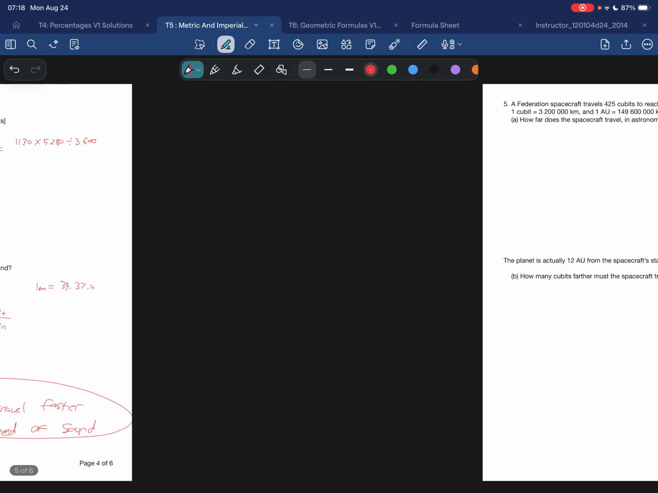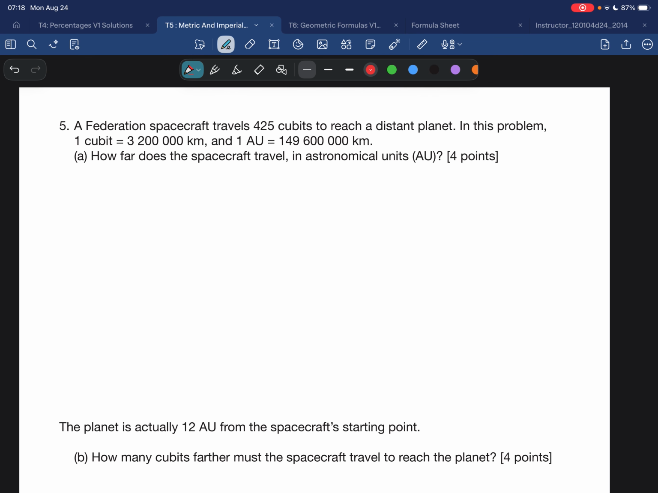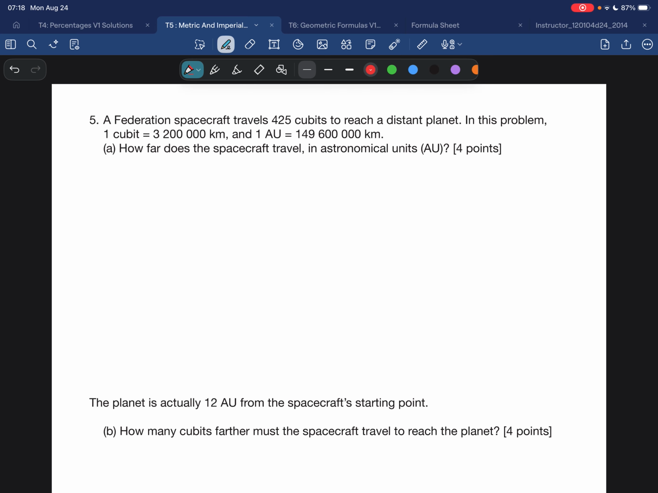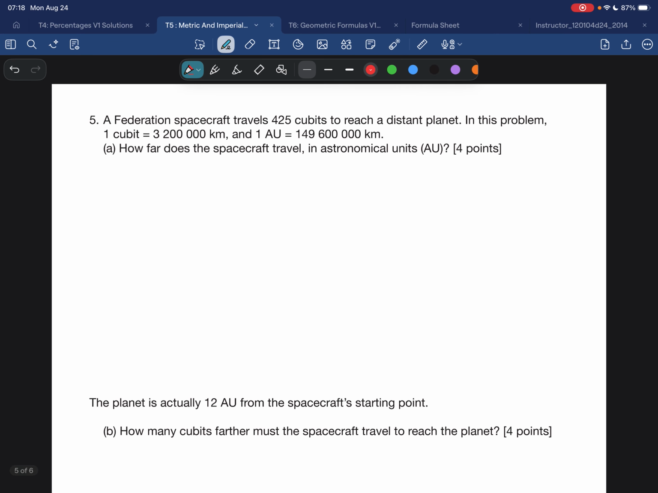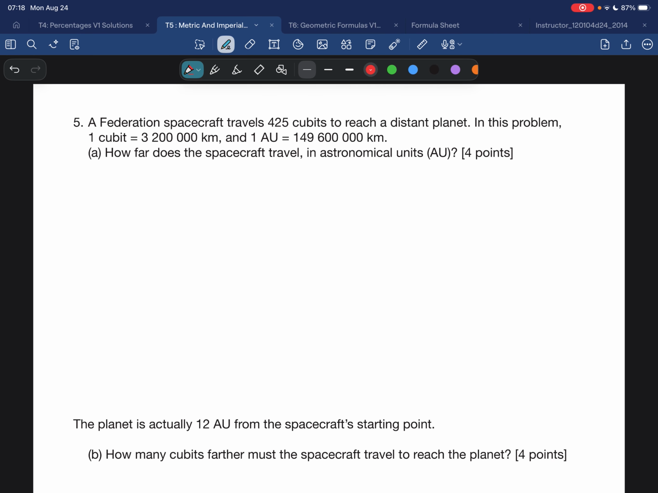So that was question 4. Question 5. I hope at least somebody got my Star Trek reference here. I think one person did, maybe 2. A Federation spacecraft travels 425 cubits to reach a distant planet. In this problem, 1 cubit equals 3,200,000 kilometers, and 1 AU equals 149,600,000 kilometers. Part A here, how far does the spacecraft travel in astronomical units?